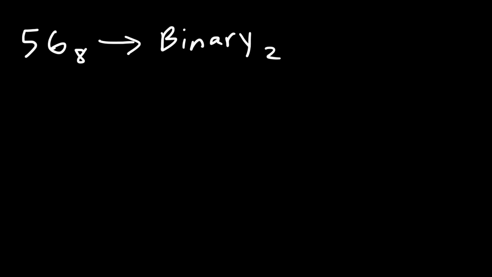In this video, we're going to talk about how to convert an octal number into a binary number. So let's say if we have 56 in the base 8 system, that is in the octal system, how can we convert that to a number in the binary system, that is in the base 2 system?